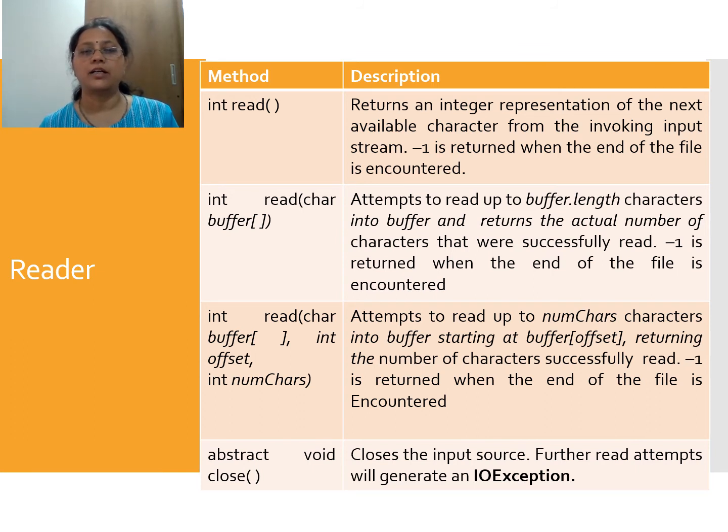The second read method attempts to read buffer.length characters, and they are stored in this buffer array, which is of type character, and it returns the actual number of characters that were successfully read. In case of end of file, it returns -1. The third read method takes 3 parameters. It reads the number of characters specified from the specified offset into the buffer, returning the number of characters successfully read. And in case of end of file, it returns -1.